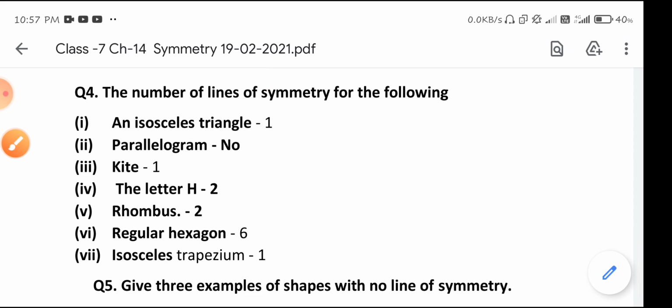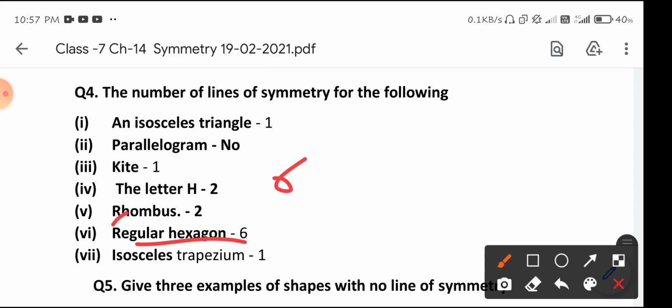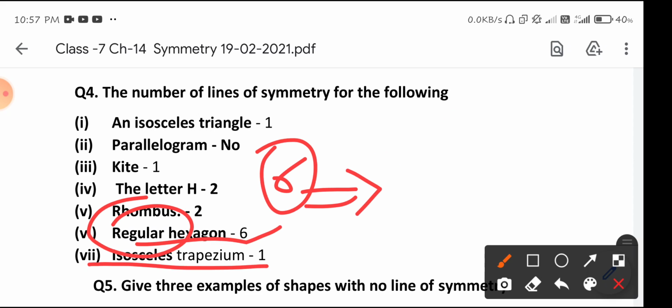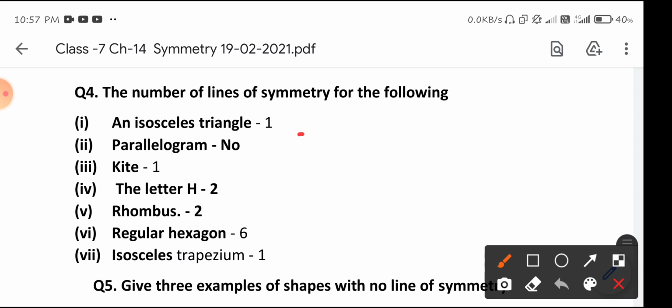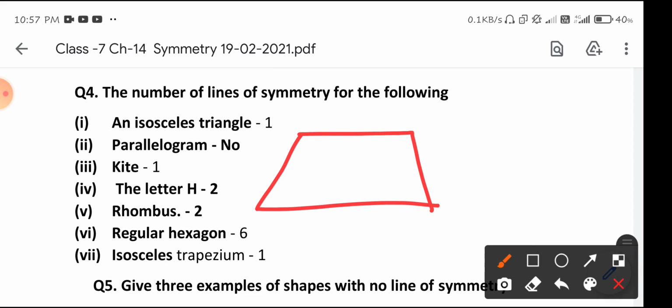Then regular hexagon. Hexagon means 6 sides. So we know that for regular it will be according to its sides. Then isosceles trapezium. Isosceles trapezium means this one. So you can divide it from the center only. Isosceles trapezium means in which only one pair of opposite sides are equal. So you can see these two parallel sides, only one pair of opposite sides are equal.